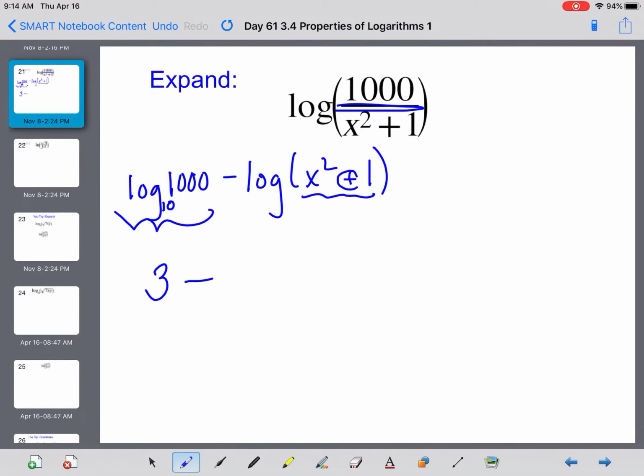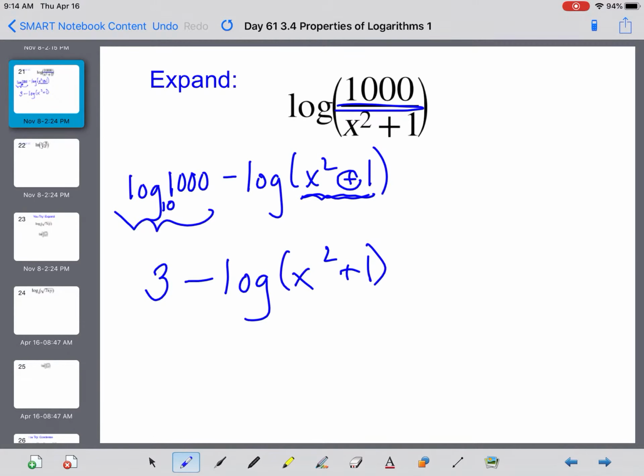I can't do a darn thing with this. It has an addition sign inside of it. The x squared and the 1 are not being multiplied, they're not being divided. So that means I don't have any properties that break up something with addition. So this is just going to be left as is. So that's a very common mistake if I can't do anything.